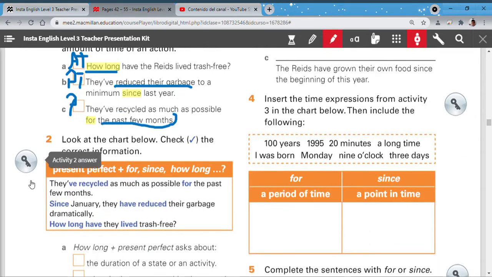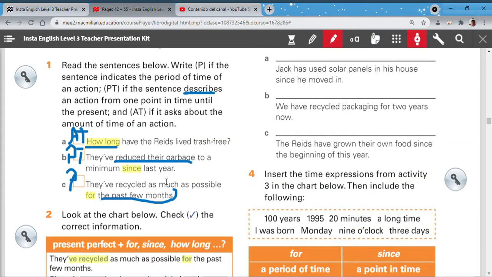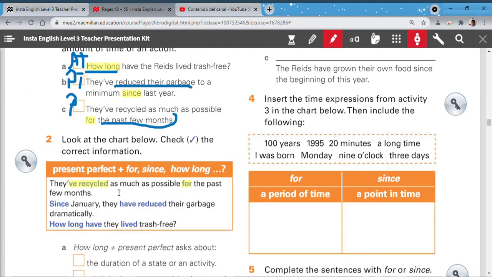For example, "they've recycled": this is the verb and the auxiliary. "As much as possible for the past month." So look, in this case, what are you doing? Letter B. If the sentence indicates a period of time of an action, you are giving information about a period of time.